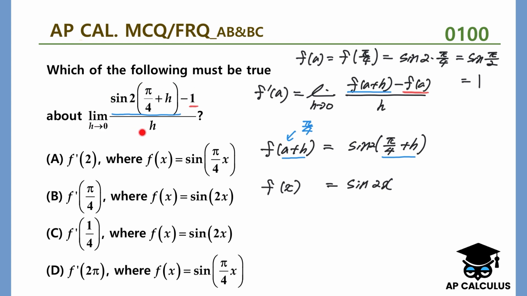All of this expression is equal to f prime a, or in this case f prime pi over 4, right? So all of this value is equal to f prime pi over 4. When we look at the answer choices, all of this limit value is equal to f prime pi over 4, where f of x is equal to sine 2x. So the answer has to be B.